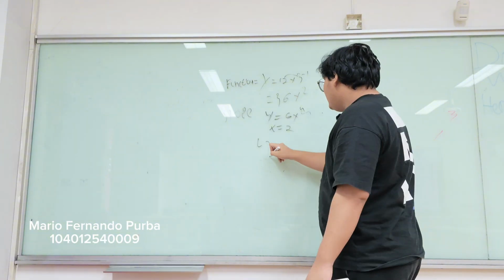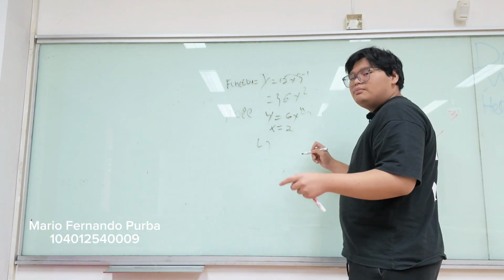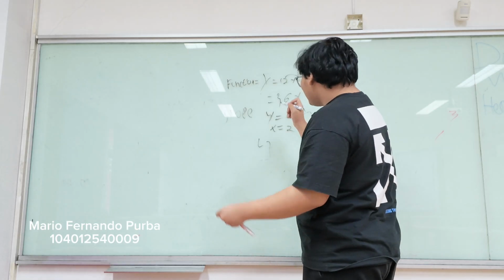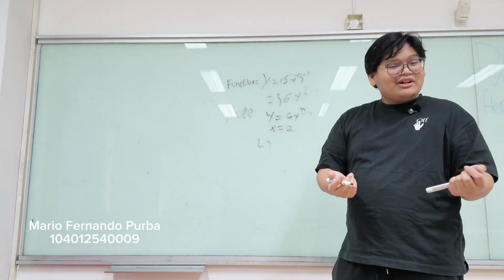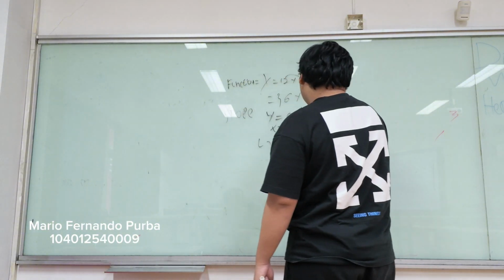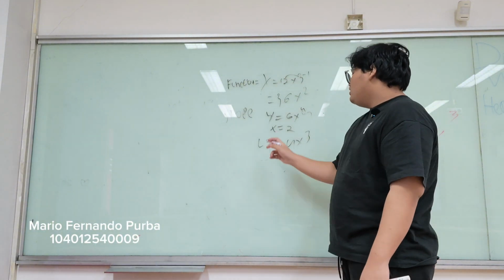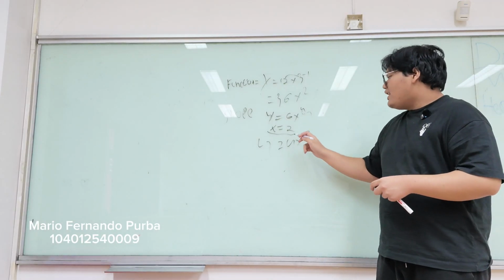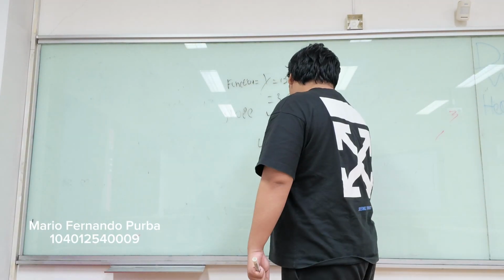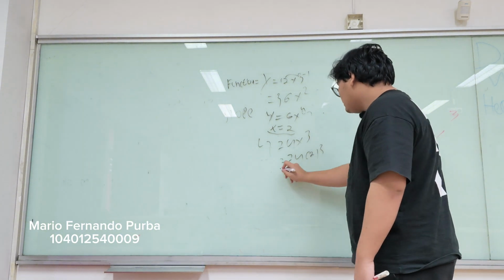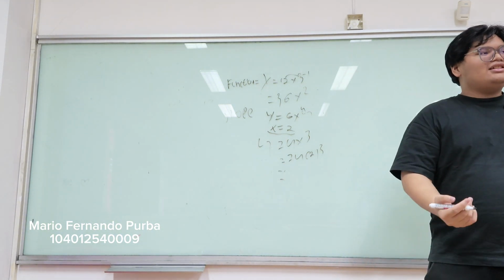First off, we multiply by the power and subtract 1. 6 times 4 is what, guys? Anyone? 24. 24x cubed. So now we got this function. What do we do with this? We're going to swap x with 2. So what is it? 24 times 2 cubed.